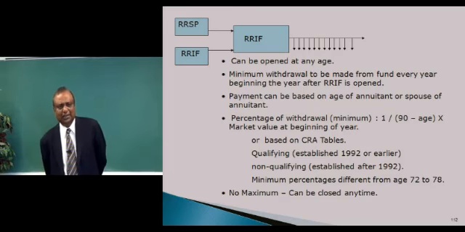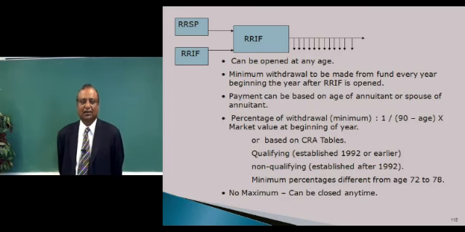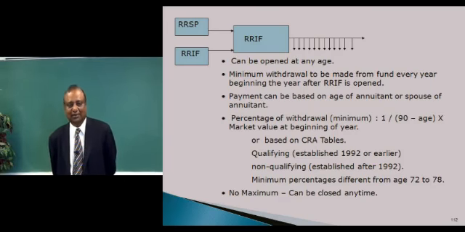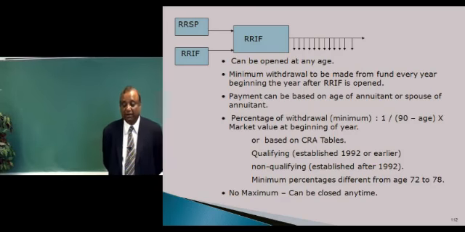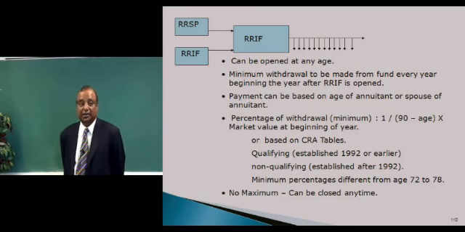There are percentages, okay? The government has certain tables, and you look at that age and read off the percentage, and you have to take off from the balance that percentage. So if you have $300,000 in your RIF and the minimum withdrawal percentage is 7, you have to take out $21,000 that year and pay tax on it.